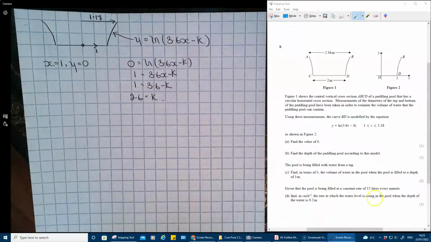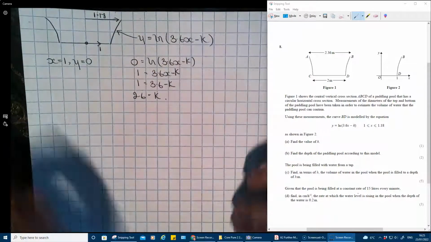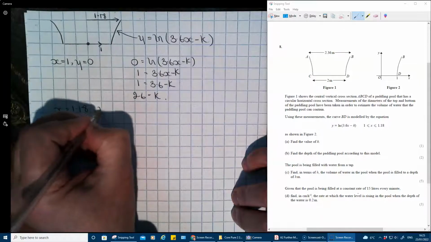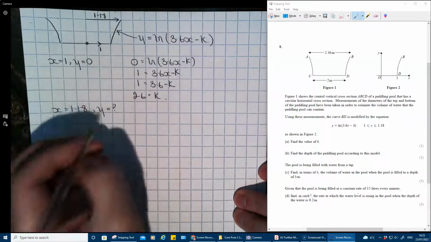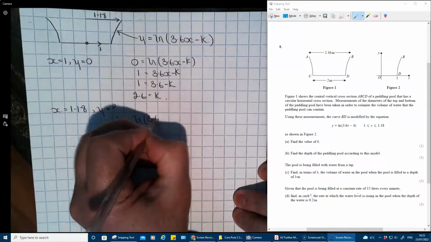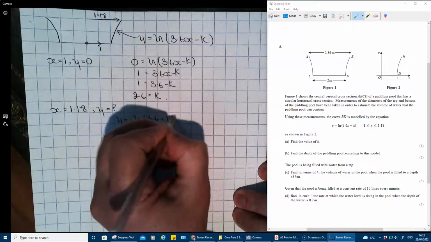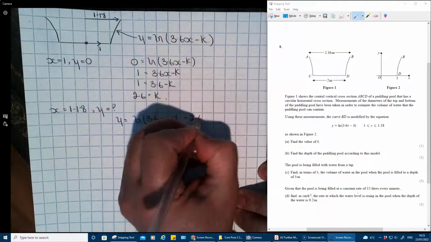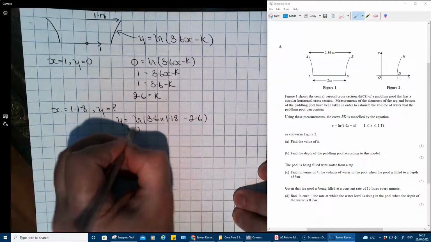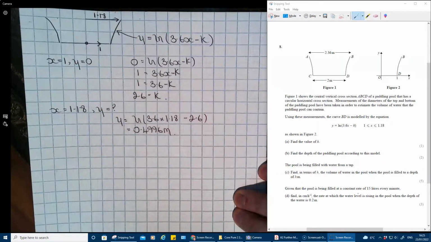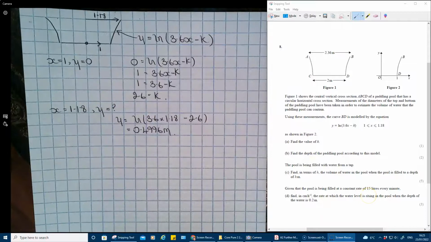Okay, so now having found k, we've got to find the depth of the swimming pool. So for the depth, we're trying to find when x equals 1.18, what does y equal? So y equals log(3.6x take away k), which we now know is 2.6, which is 0.4996 meters deep.